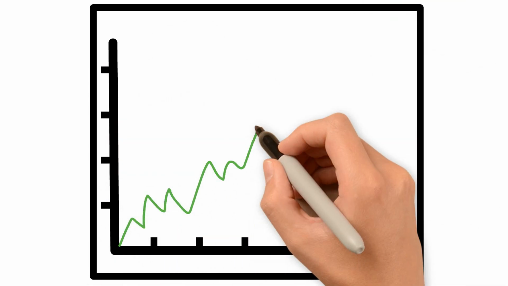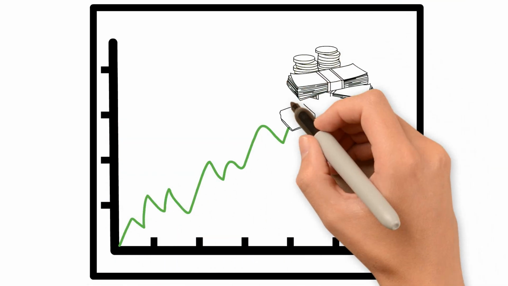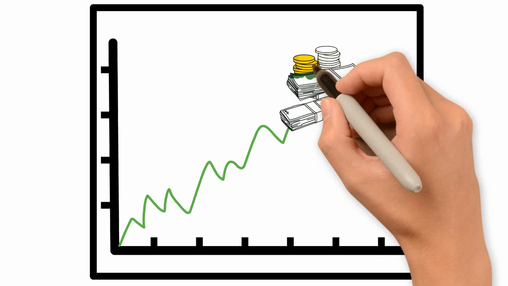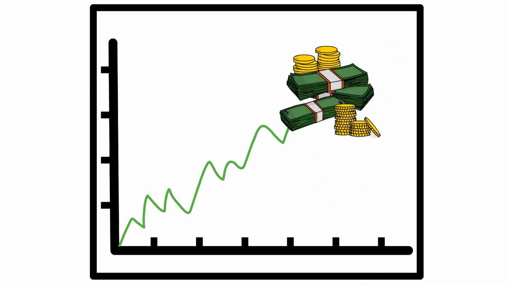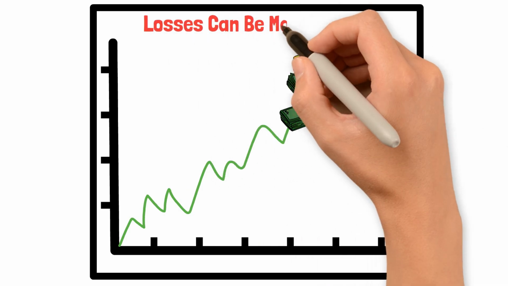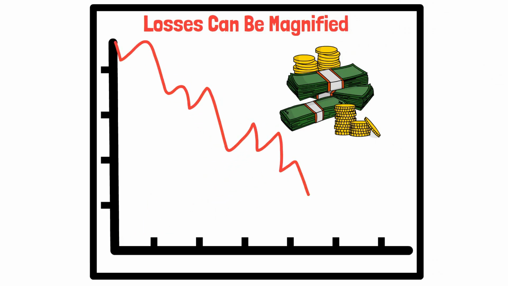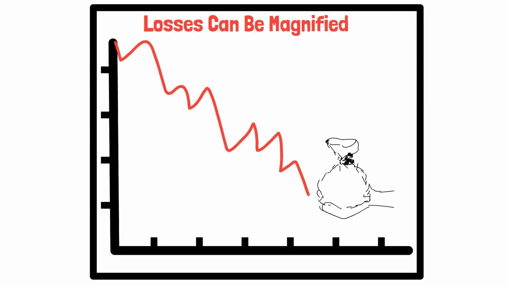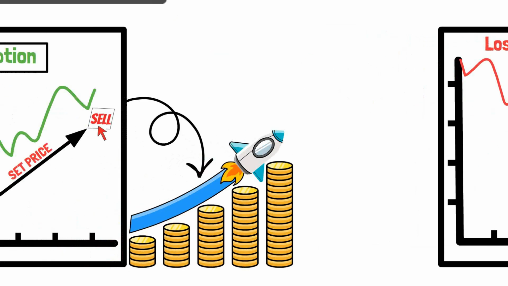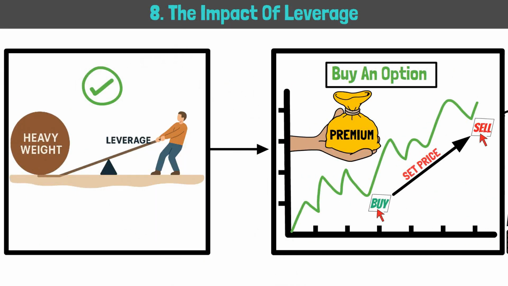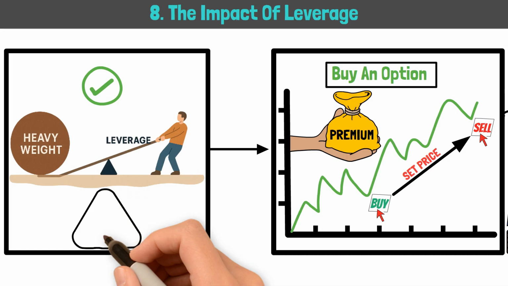This leverage can significantly increase your potential profits from small movements in the stock price. For example, if the stock price increases by just a few percent, the value of your option could double or more, making you a substantial profit on your initial investment. However, this also means that losses can be magnified. A small drop in stock price could drastically reduce the value of your option, potentially leading to a total loss of the premium paid. It's a powerful tool, but like any tool, it must be used wisely and with understanding of the risks involved.